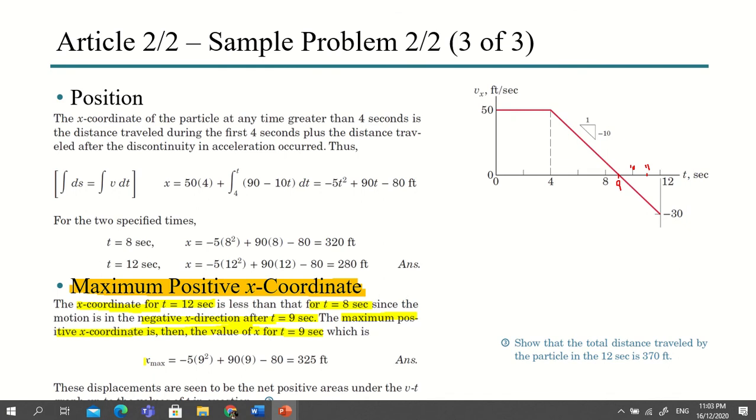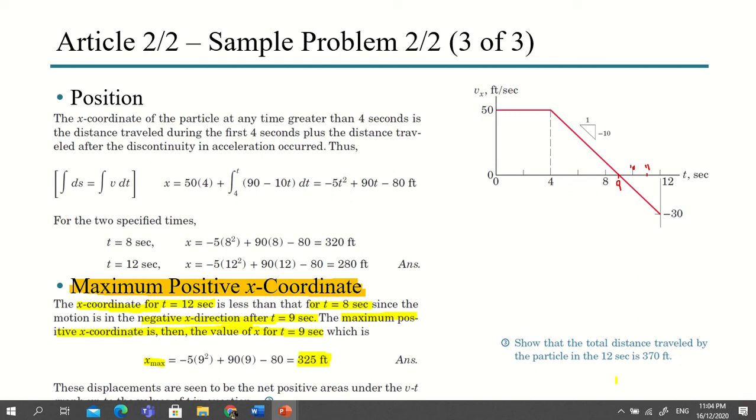So we have here x max. This is substituting t equal to 9 seconds into the equation of Vx, resulting in x, the combination of this area here and also the area calculated using the integral. And this gives us 320 feet. Okay, so the displacement is seen to be the net positive area under the VT curve, as you can see from this illustration.